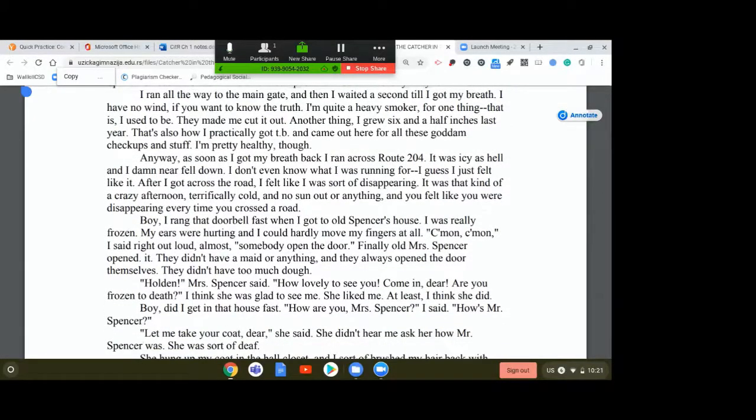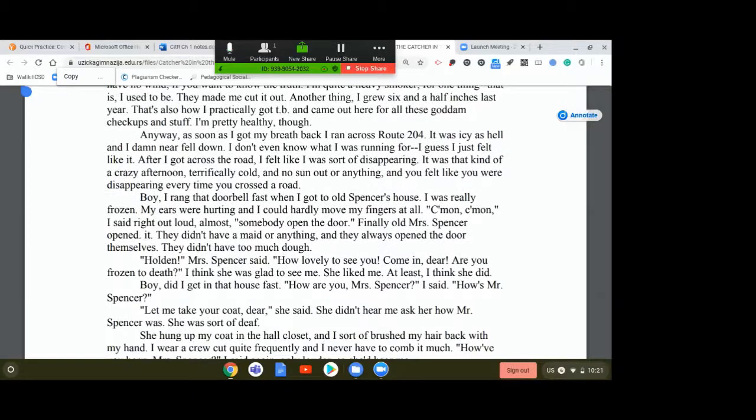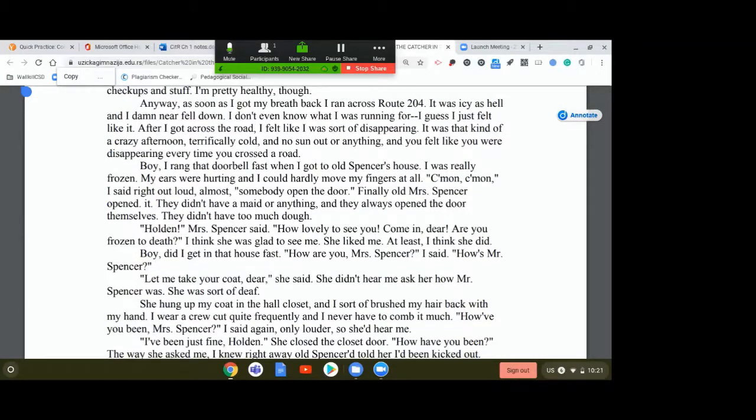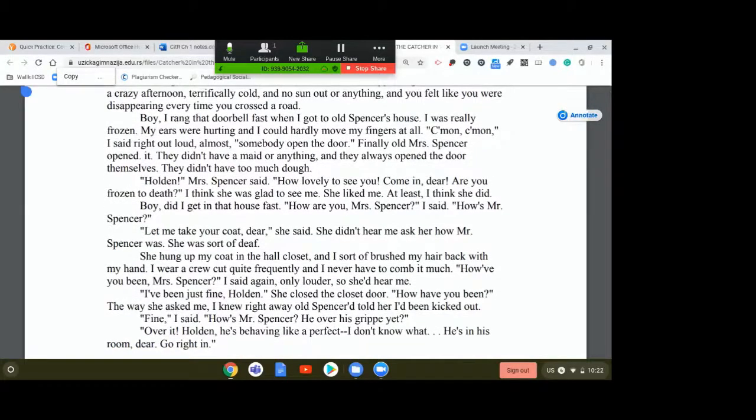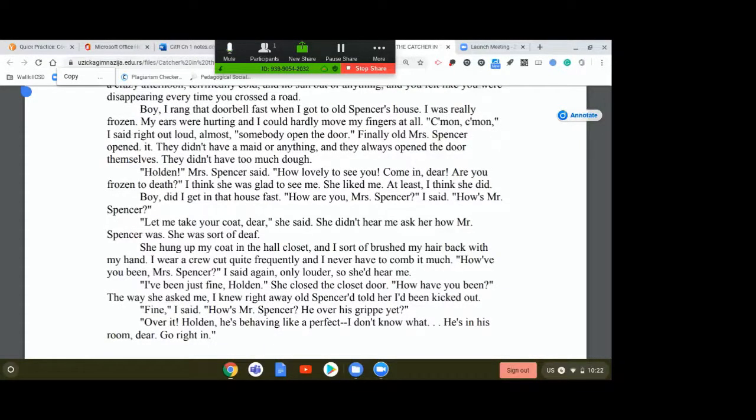It was icy as hell, and I damn near fell down. I don't even know what I was running for. I guess I just felt like it. After I got across the road, I felt like I was sort of disappearing. It was that kind of crazy afternoon, terrifically cold and no sun out or anything, and you felt like you were disappearing every time you crossed the road. Boy, I rang that doorbell fast when I got to old Spencer's house. I was really frozen. My ears were hurting and I could hardly move my fingers at all. Come on, I said right out loud, almost.